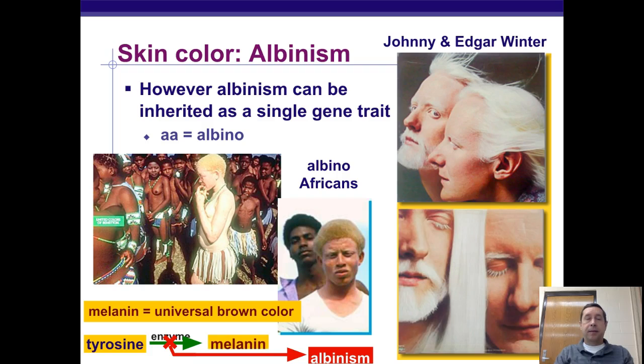Basically, there's an enzyme that converts tyrosine into melanin that these people are missing. Now, this creates problems because melanin is there to protect your skin from UV light.